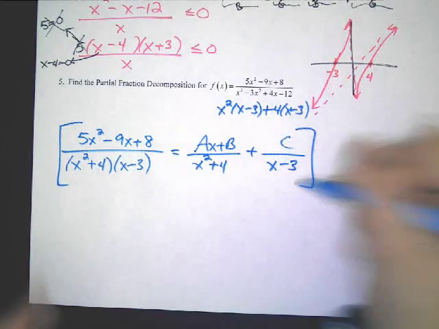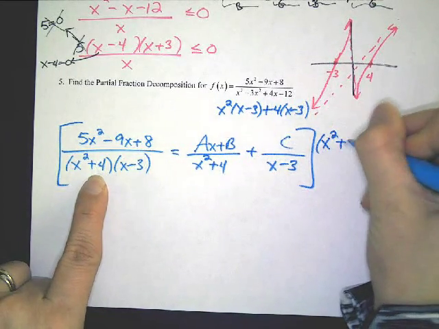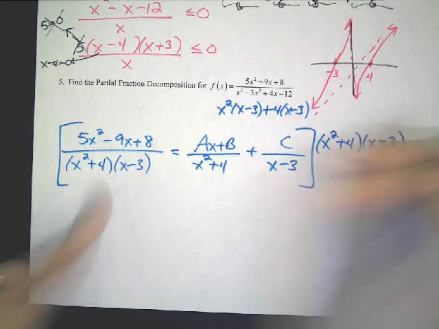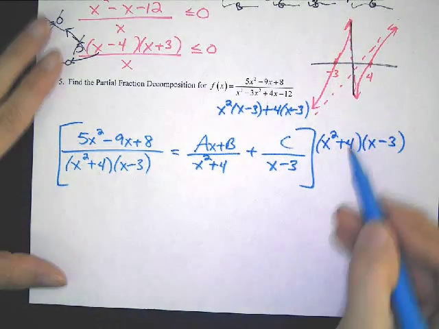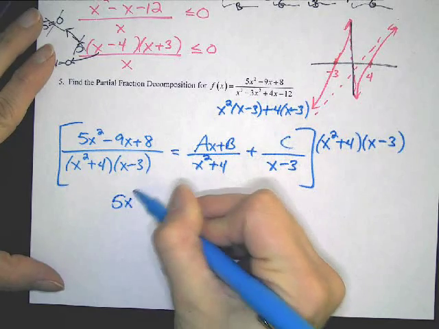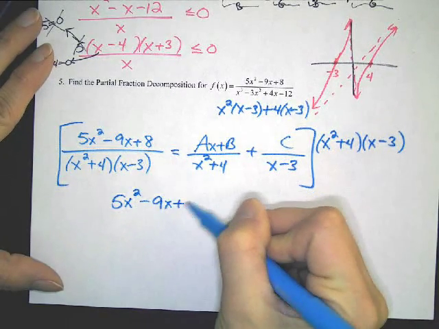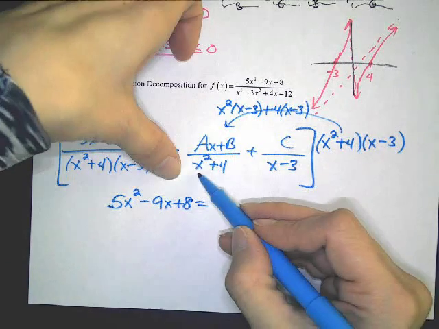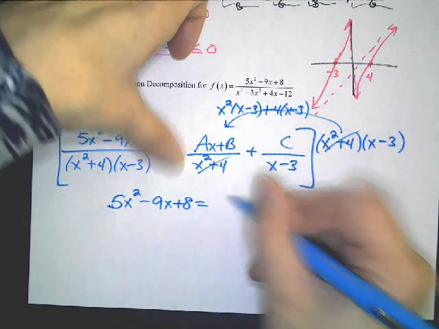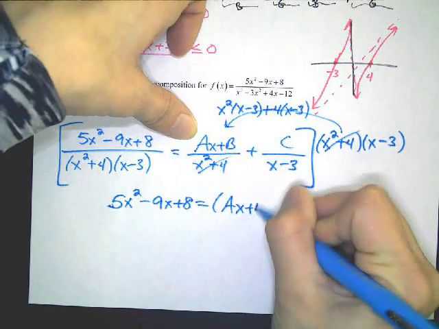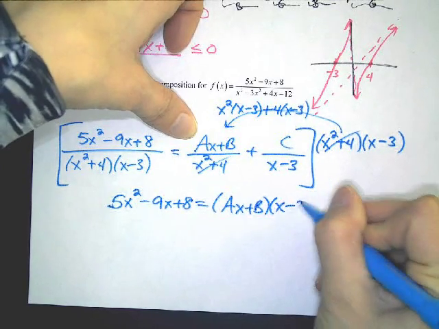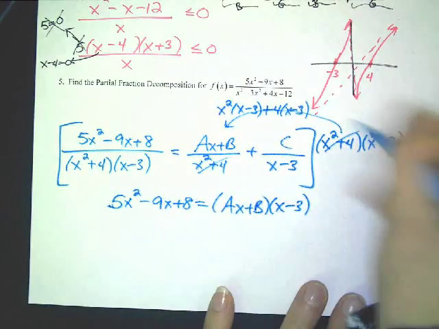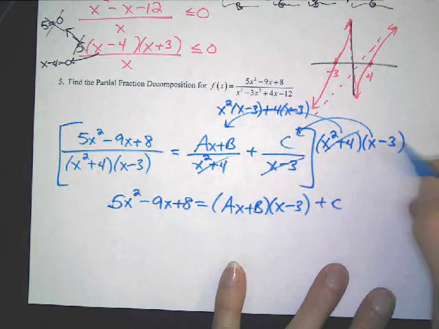Okay, so on the left-hand side, it's always just the numerator. When I distribute here, the quadratic quantity cancels, and ax plus b times the x minus 3 quantity. Distributed to the c, the x minus 3 cancels, but you have the quadratic. So step 1 and 2 are the same for all the types.